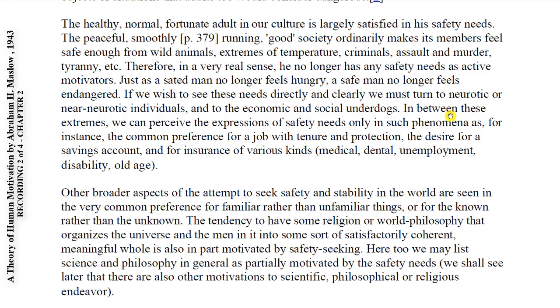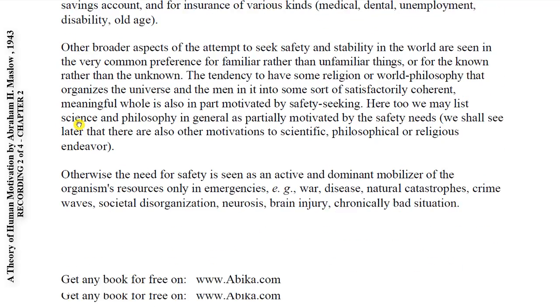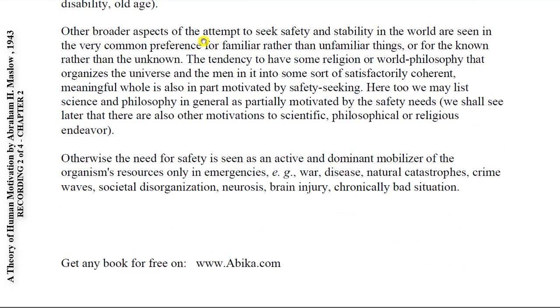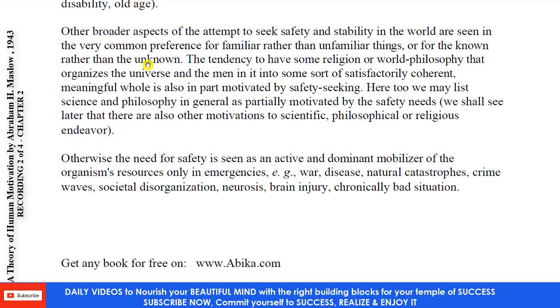In between these extremes, we can perceive the expressions of safety needs only in such phenomena as, for instance, the common preference for a job with tenure and protection, the desire for a savings account, and for insurance of various kinds: medical, dental, unemployment, disability, old age, etc. Other broad aspects of the attempt to seek safety and stability in the world are seen in the very common preference for familiar rather than unfamiliar things, or for the known rather than the unknown.